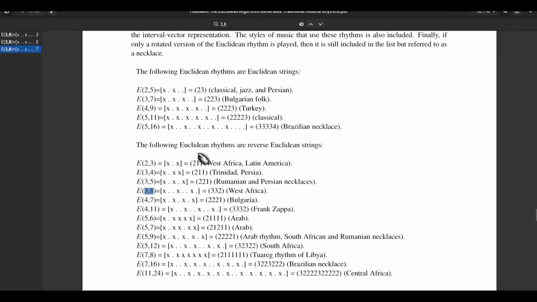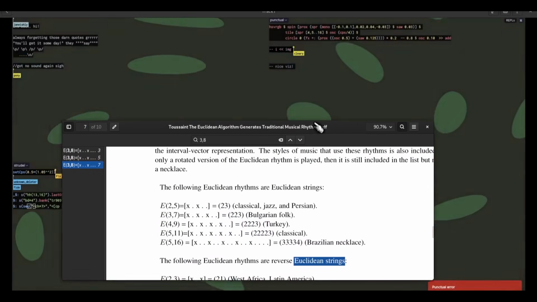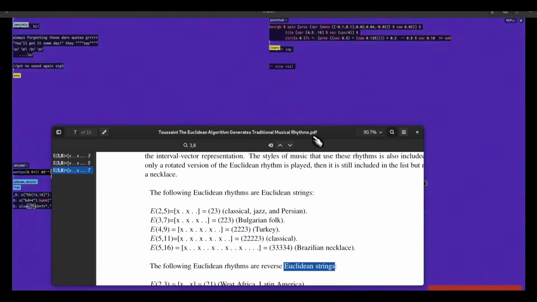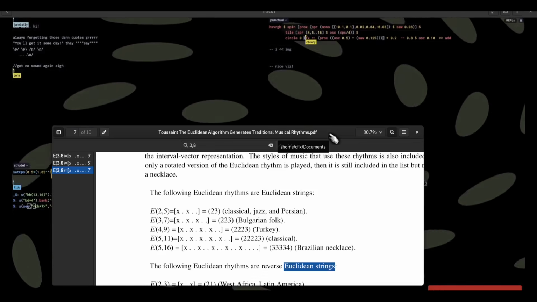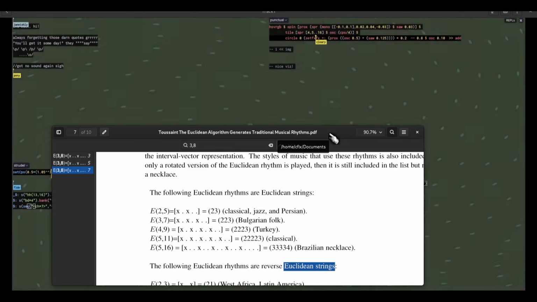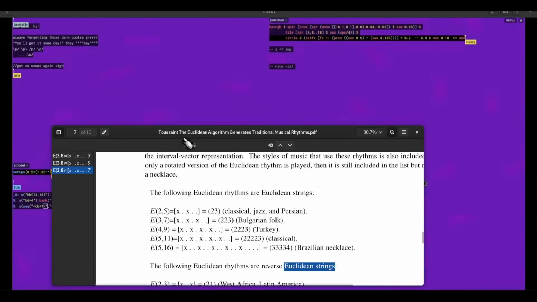Let's see what that third. This is another analysis about Euclidean strings, which is a specific subtype of Euclidean rhythms or Euclidean event sequences. It explains it all in this paper, which you can find on the web. I highly encourage you to read this paper if you haven't. It is basically standard issue. If you're a jazz musician, you know the real book, right? This is the real book for livecoders.